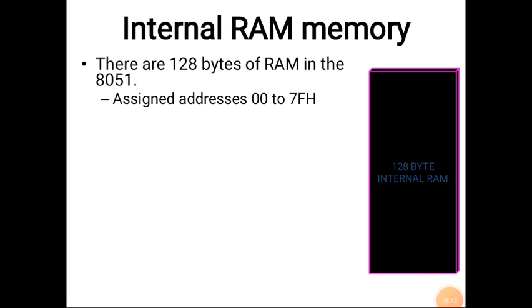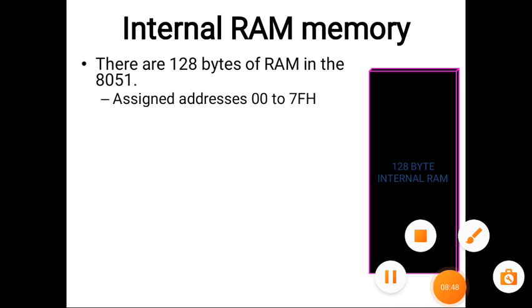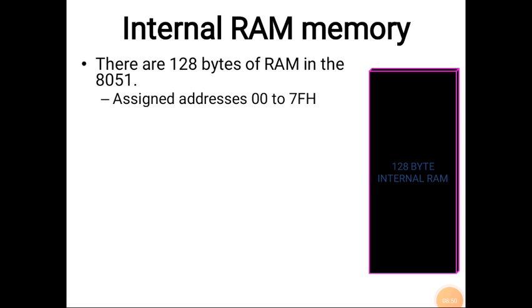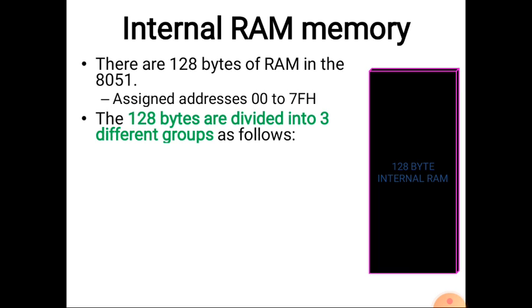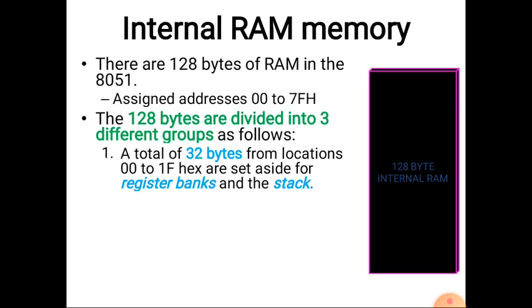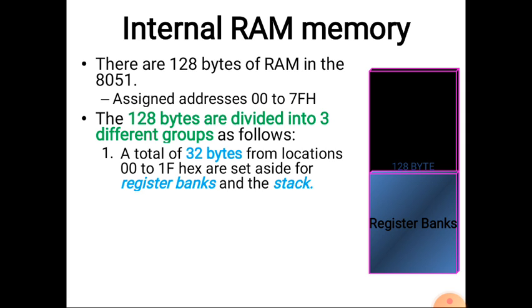Here, the internal RAM memory: there are 128 bytes of internal RAM in the 8051, assigned addresses from 00 to 7F. This 128 byte internal RAM is divided into three groups. In the first group, a total of 32 byte locations from 00 to 1F are set aside for register banks and the stack.